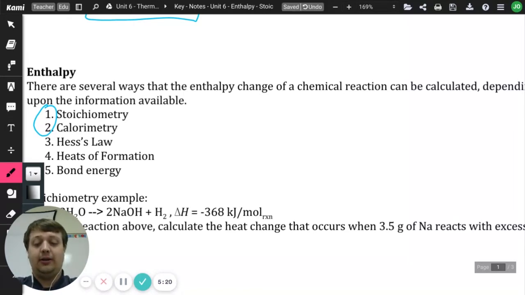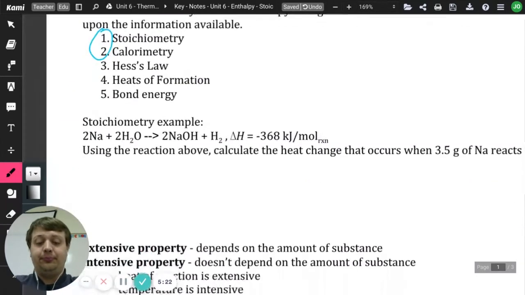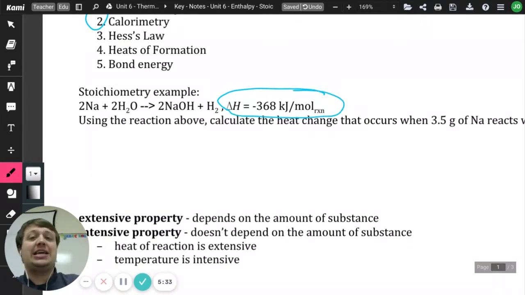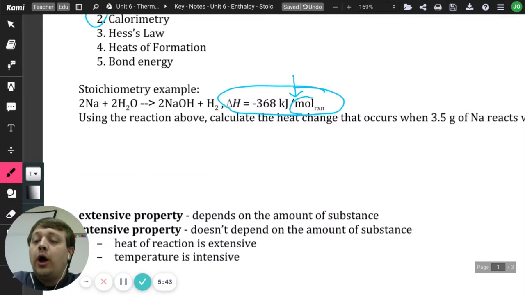So stoichiometry and calorimetry. Okay, so for stoichiometry, essentially all we're going to be doing is looking at this and seeing, okay, here I've got a change in heat. Well, if you look at this right here, that's essentially a conversion factor. That's a mole ratio that we can use. We know that for every 1 mole, I have negative 368 kilojoules. And so I can use that as a conversion to solve for energy given a certain mass or volume or whatever. Just use my stoichiometry to solve for it. Okay, so let's do it.